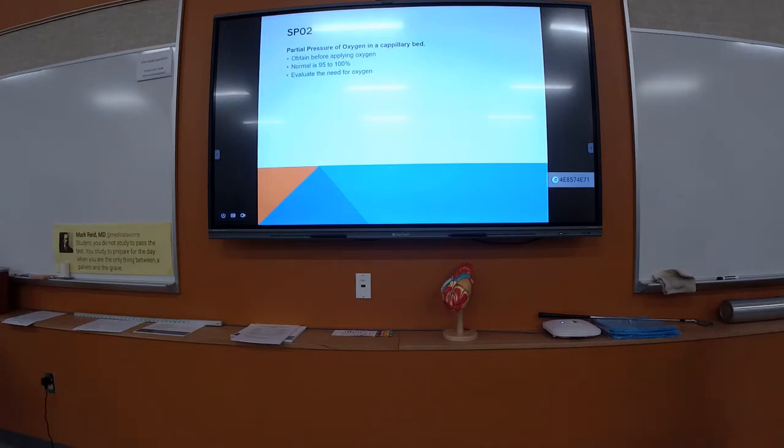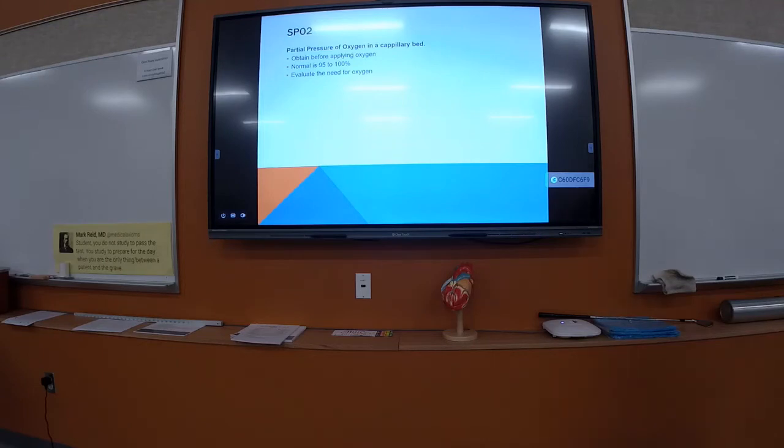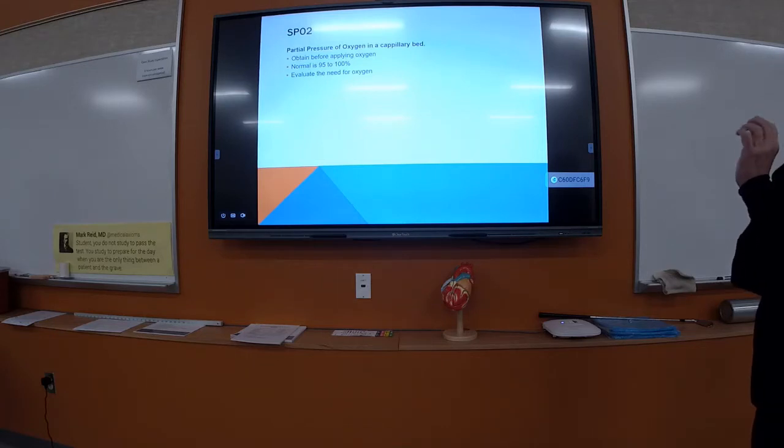Things will affect the SpO2 or pulse oximetry or pulse ox. It's known as quite a few. Cold hands, like I have right now, will affect the pulse oximetry. Fingernail polish, diabetes, things that cause vasoconstriction, like shock, will affect the SpO2. Okay, but we try to get the SpO2, the partial pressure of oxygen.